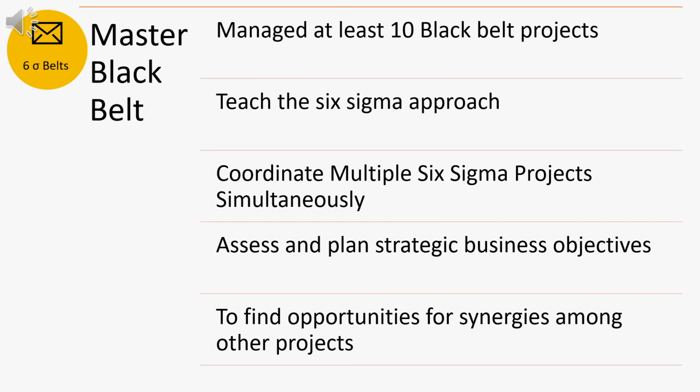Now, who is a Master Black Belt? A Master Black Belt is a certified Six Sigma practitioner, who has managed at least 10 Black Belt level projects. One of the key responsibilities of a Master Black Belt is to know and teach the Six Sigma approach. A Master Black Belt can coordinate several Six Sigma projects simultaneously. The Master Black Belt commonly works with directors, senior executives, and business managers to assess and plan strategic business objectives. A Master Black Belt also has to find opportunities for synergies among other projects.